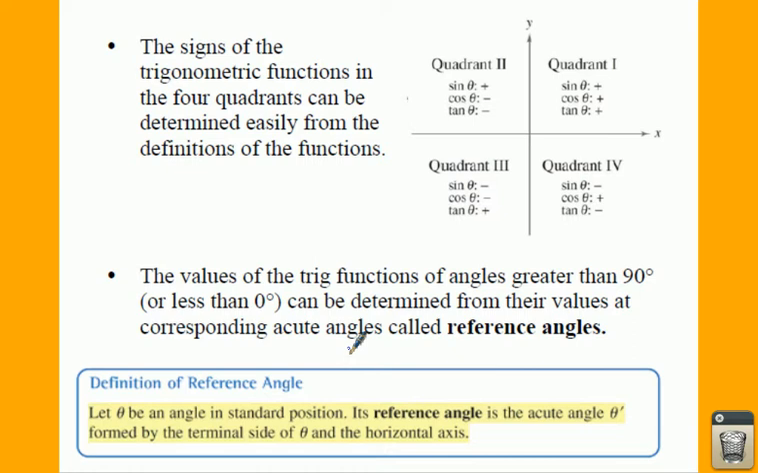Next thing we're going to talk about is your quadrants and where all your functions are positive and negative. If you notice in quadrant 1, all of your values on your circle were positive. So you had a positive radical 3 over 2, comma 1/2, positive radical 2 over 2, comma radical 2 over 2, and on and on. So all these are positive up here in the first quadrant.